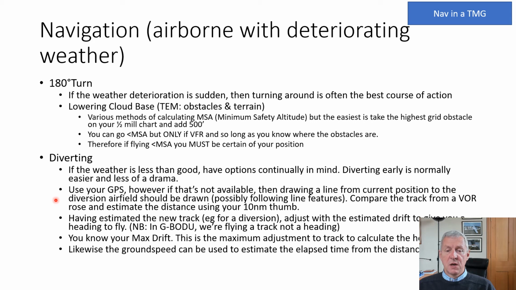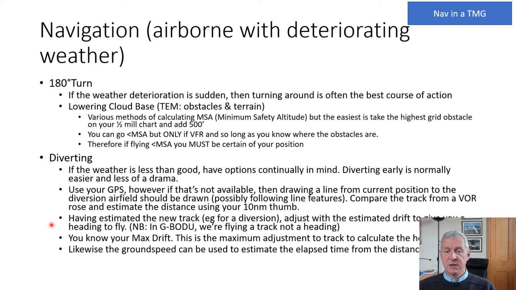So you can, if that's not available, you can draw a line from the current position to the diversion airfield, following the line features. You can then compare the track from a VOR rose on the 500,000 map and estimate the distance using the 10 nautical mile thumb. You know, your thumb, this bit here is about 10 nautical miles on a 500,000 map. So that will give you a reasonable distance and bearing estimate, but it's quite tricky.